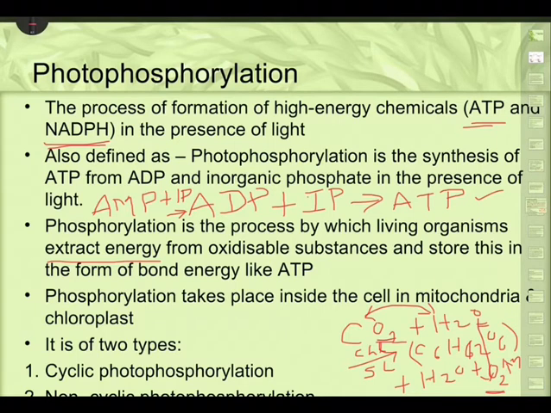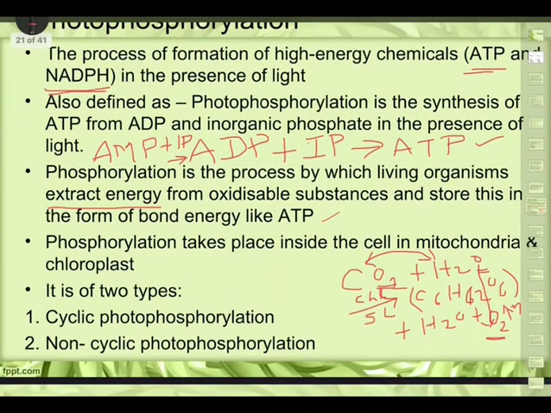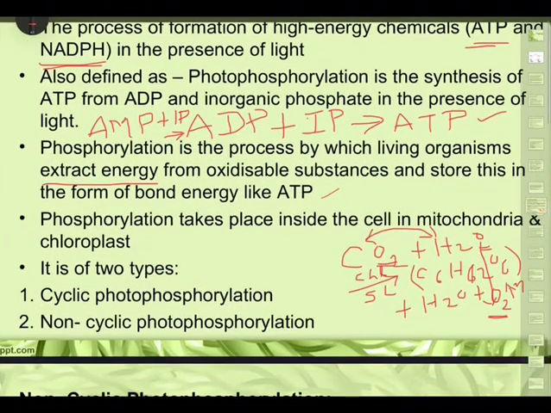So the process of formation of the high energy chemicals ATP and NADPH in the presence of light is photophosphorylation. Phosphorylation is the process by which living organisms extract energy from oxidizable substances and store it in the form of bond energy, like ATP. That's why we say ATP is the energy currency of the cell. Phosphorylation takes place inside the cell, in mitochondria as well as chloroplast. It is basically of two types, cyclic photophosphorylation and non-cyclic photophosphorylation.